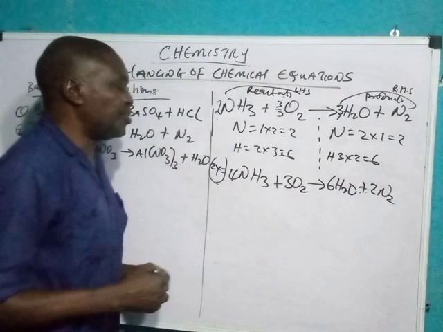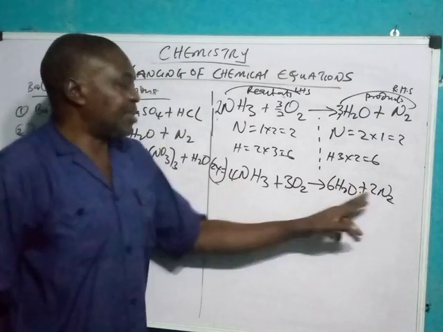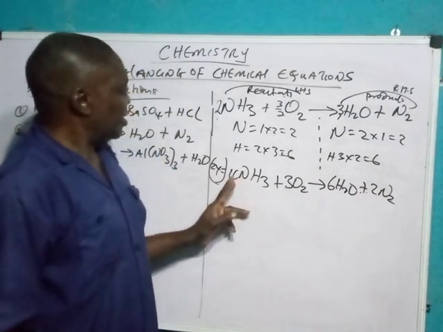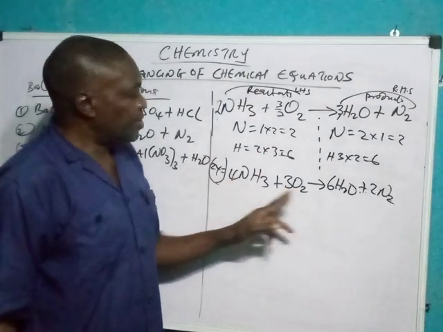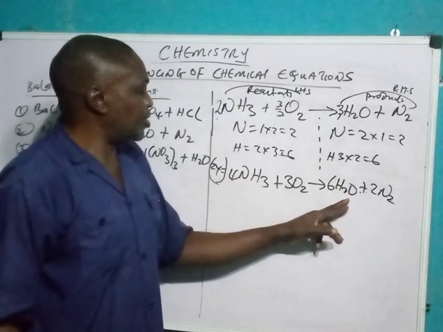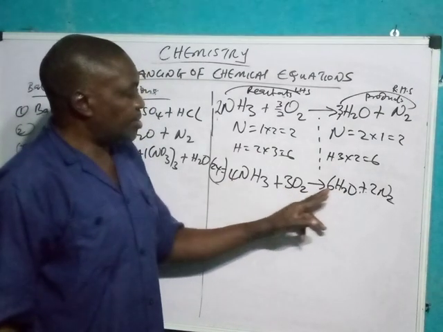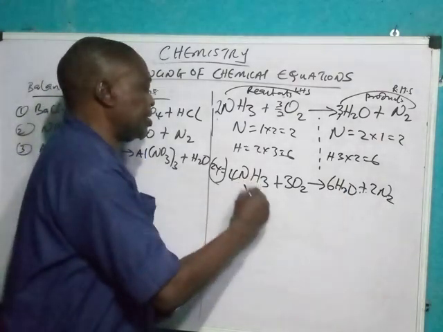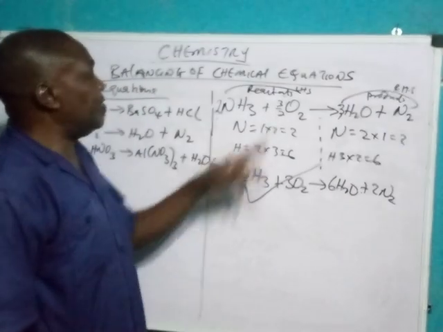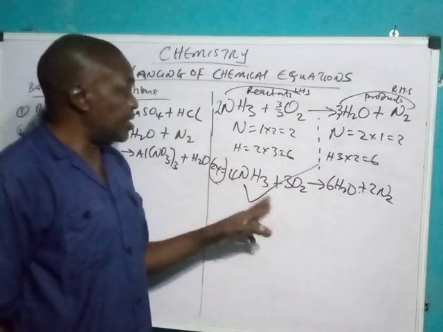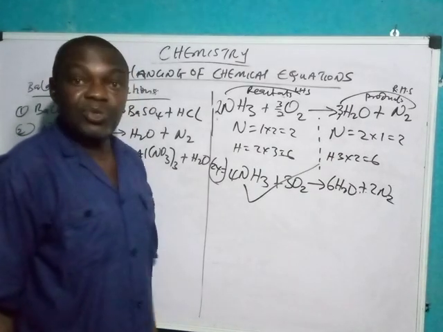So let's see what we have done. Nitrogen is 4. 2 times 2 is 4. Hydrogen is 12. 6 times 2 is 12. Hydrogen is 12 on the other side. Oxygen is 6. So this equation now is balanced. Remember I told you, if you also leave it in the form of fraction, it's correct. But people prefer this type because it makes it look unique.